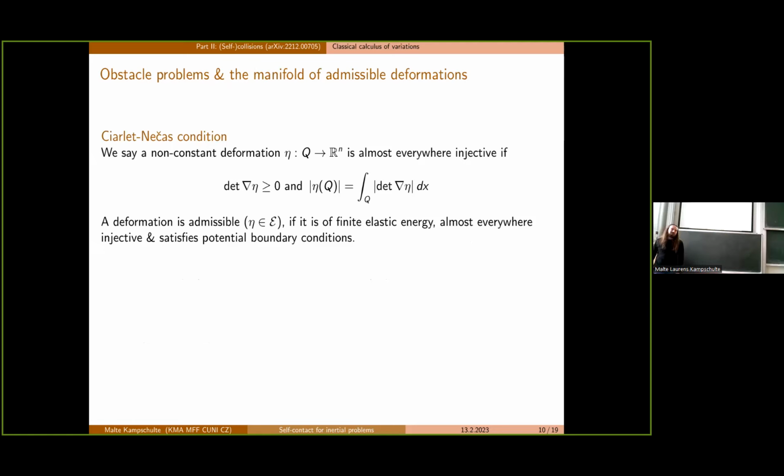So since this is the Nečas seminar on continuum mechanics, I have to mention Nečas, but I would have mentioned it anyway, because that's the condition for non-self-intersection that we use, the so-called Nečas condition.